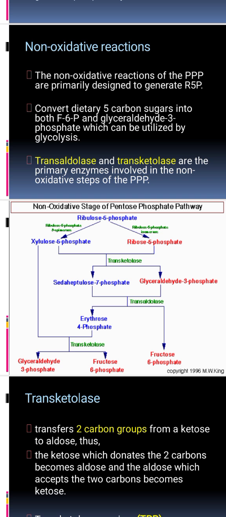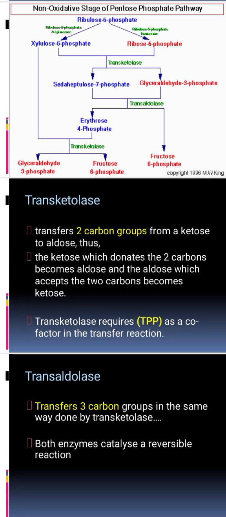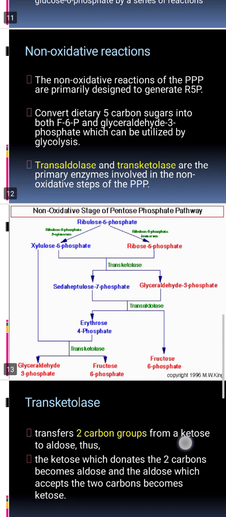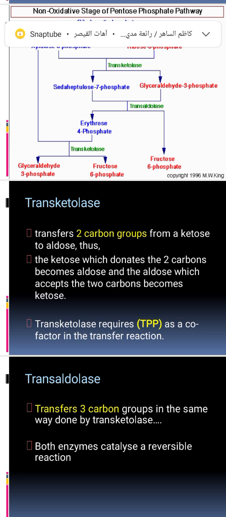The xylulose 5-phosphate with erythrose 4-phosphate, by the transketolase enzyme, can give us fructose 6-phosphate and glyceraldehyde 3-phosphate. So what is transketolase? Transketolase is one of the enzymes that has a role in non-oxidative reactions. It will transfer two carbon groups from a ketose to an aldose.